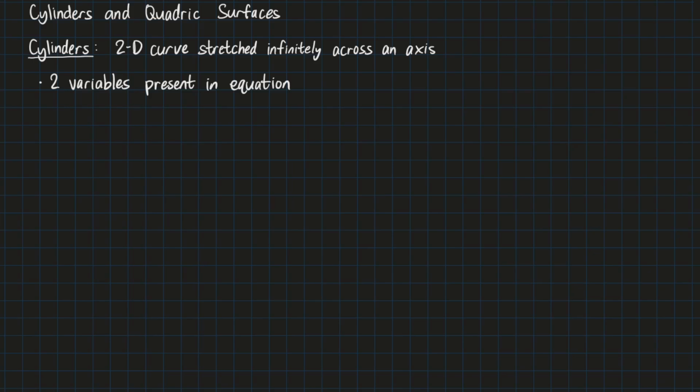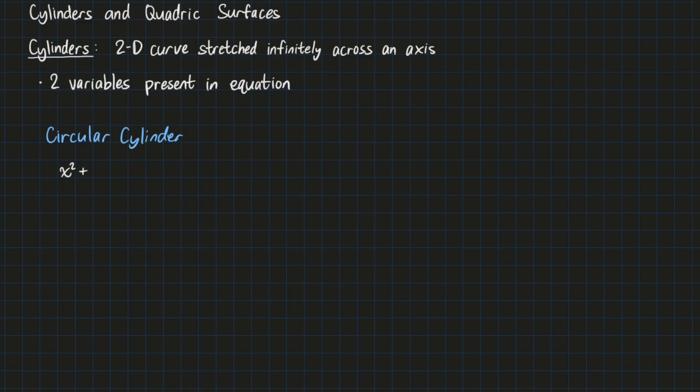So if you're presented with an equation and you only see two of the three variables, it could be x and y, or y and z, or x and z, then you have a cylinder. We'll start with the circular cylinder, which is what most are familiar with. So we just think of the 2D equation for a circle. Now we could use any of the two variables. I'm just going to use x and y to start with.